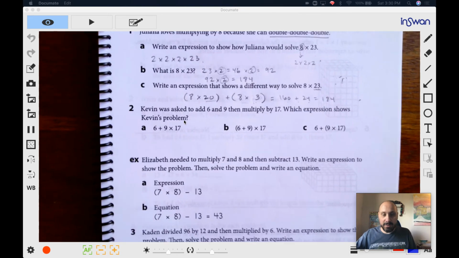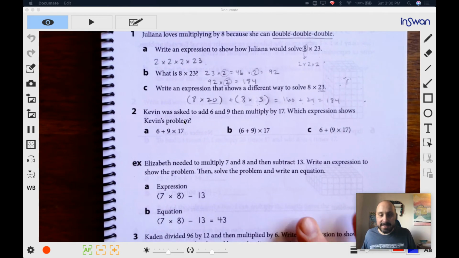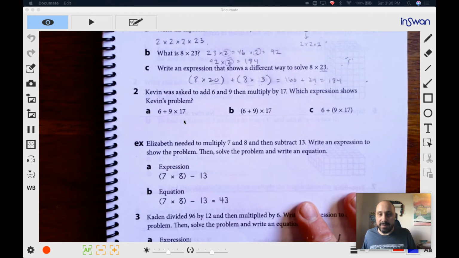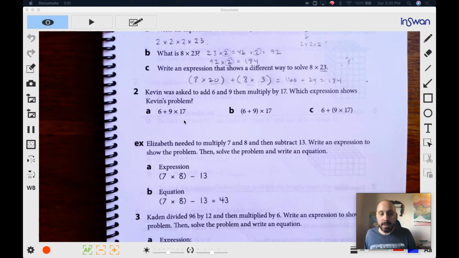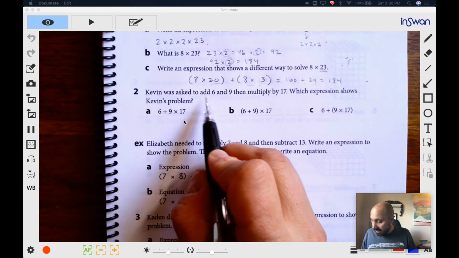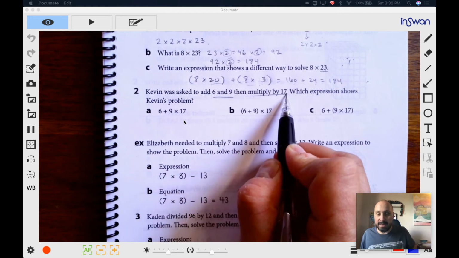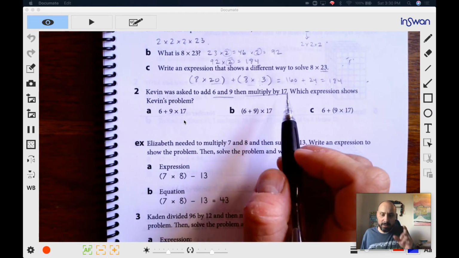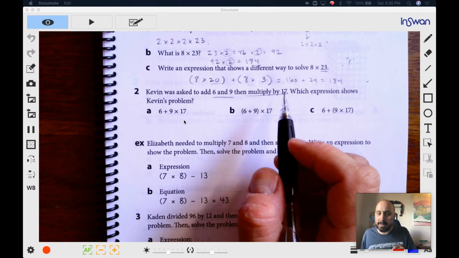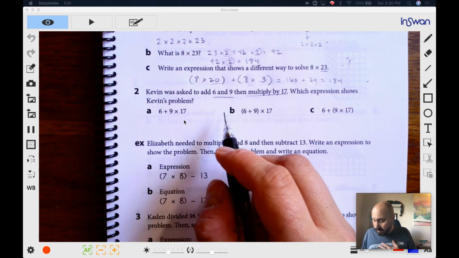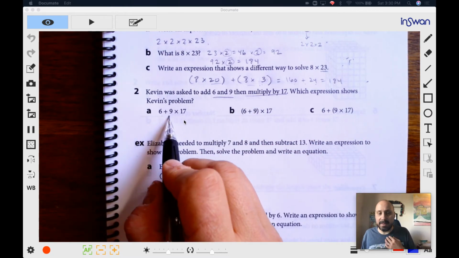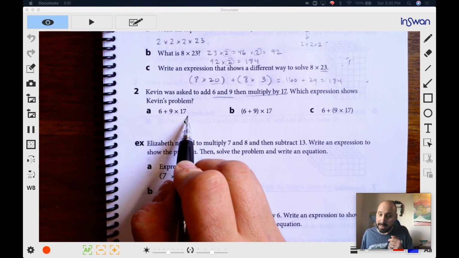Okay, number 2. Kevin was asked to add 6 and 9 and then multiply by 17. Which expression shows Kevin's problem? So which one shows adding 6 and 9 and then multiplying by 17? So we have to look at the order of operations on this. So at first glance, it looks like 6 plus 9 times 17. That's the order that it's happening.